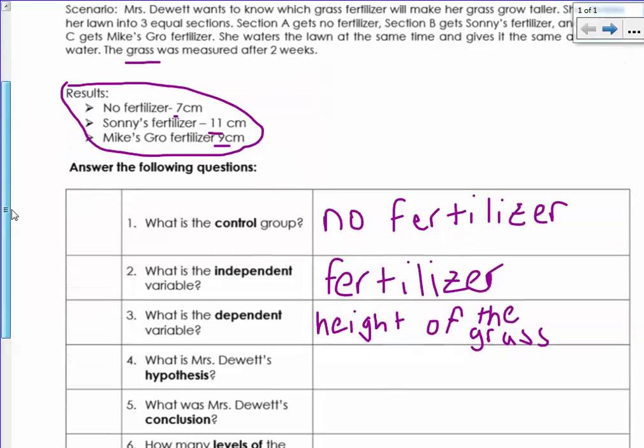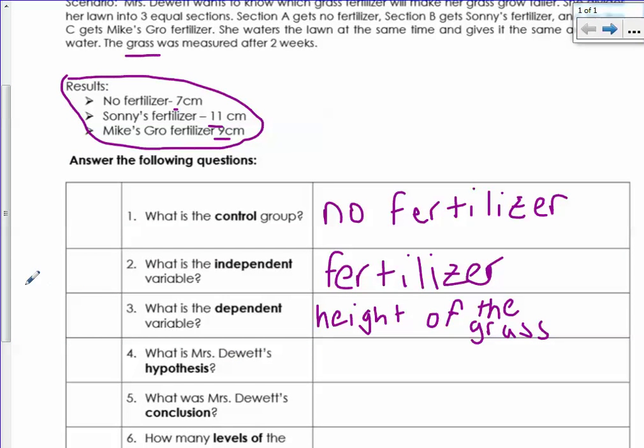All right, so let's keep going down. What is Mrs. Dewitt's hypothesis? So I'm going to give you the sentence frame, and then you can actually fill it out however you want. So it's going to be, if the IV, and it's going to be increases, decreases, or changes, then the DV, what's going to happen to the DV? Is it going to increase or decrease or change?